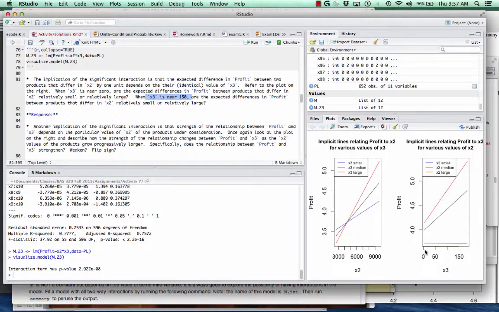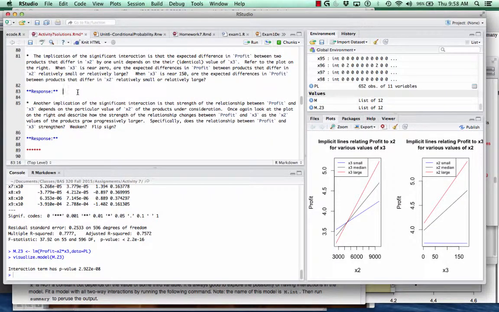So let's hone in on values of x3 that are close to 0, right here. Drawing an imaginary vertical line, as we compare the differences in profit between products with small, median, and large values of x2, we see a relatively noticeable spread here. But as we move into comparing products with x3 values of about 150, we see a much larger spread in the profits between products with small values of x2, median values of x2, and large values of x2. So overall, the difference in the profits based on the different x2 values is relatively small when x3 is close to 0, but the differences are really quite large when x3 is large, up near 150.